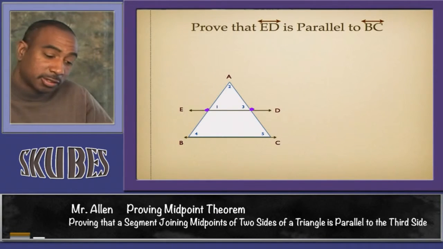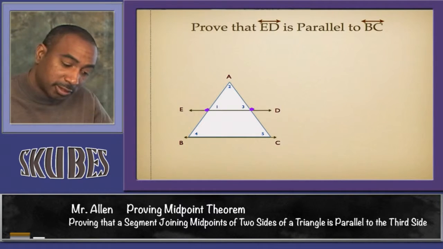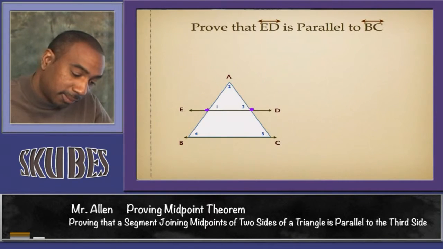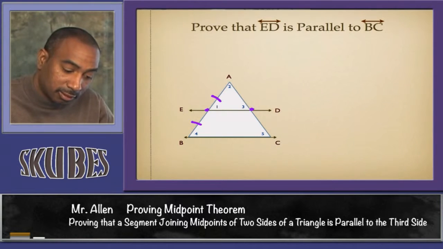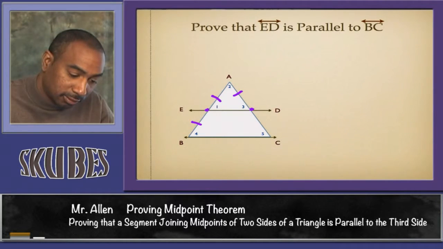Well, let's just start with the definition of midpoint. If E is the midpoint of BA, that means BE is congruent to EA. And if D is the midpoint of AC, that means AD is congruent to DC.